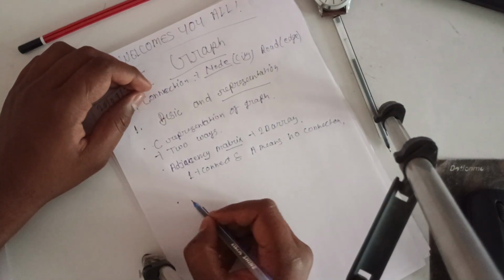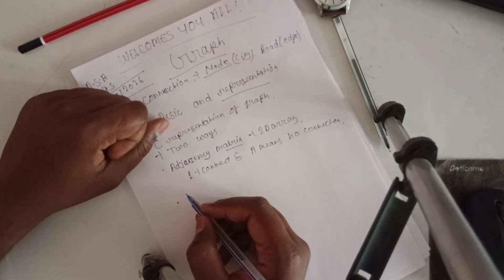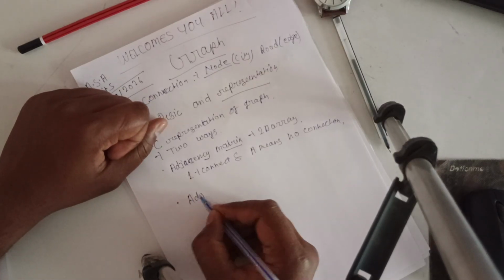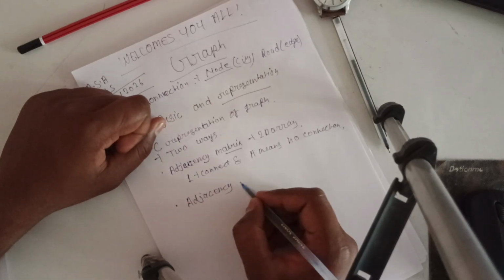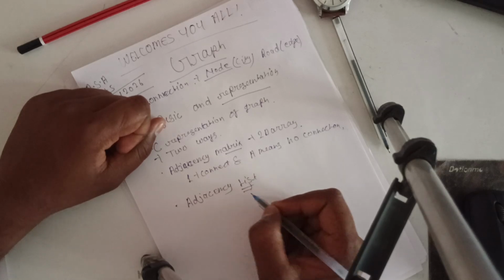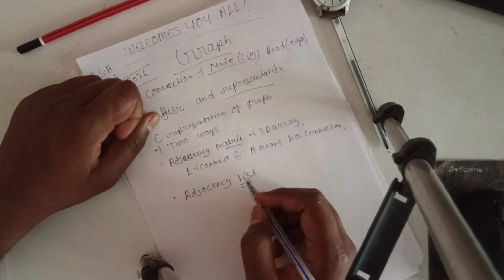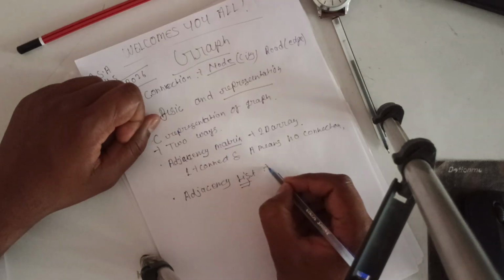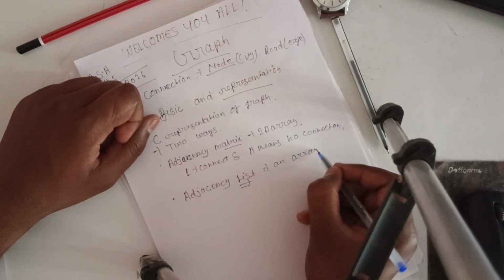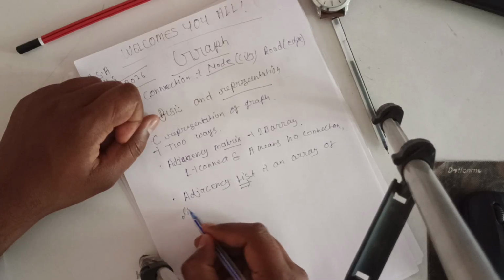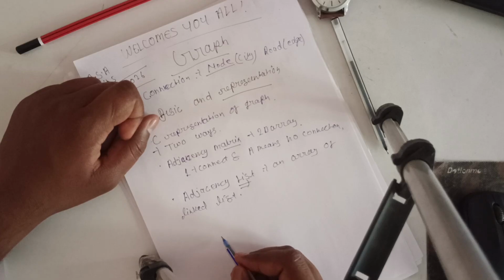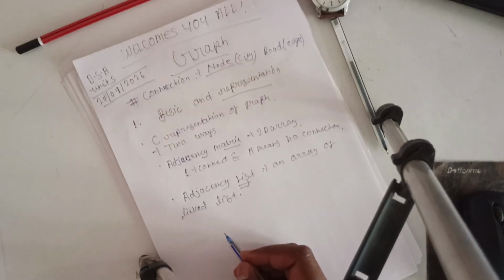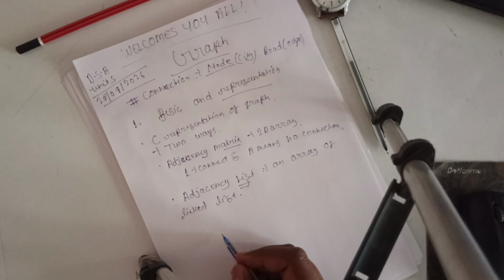Now second is adjacency list. This was adjacency matrix, this is adjacency list. So basically adjacency list is an array of linked list.